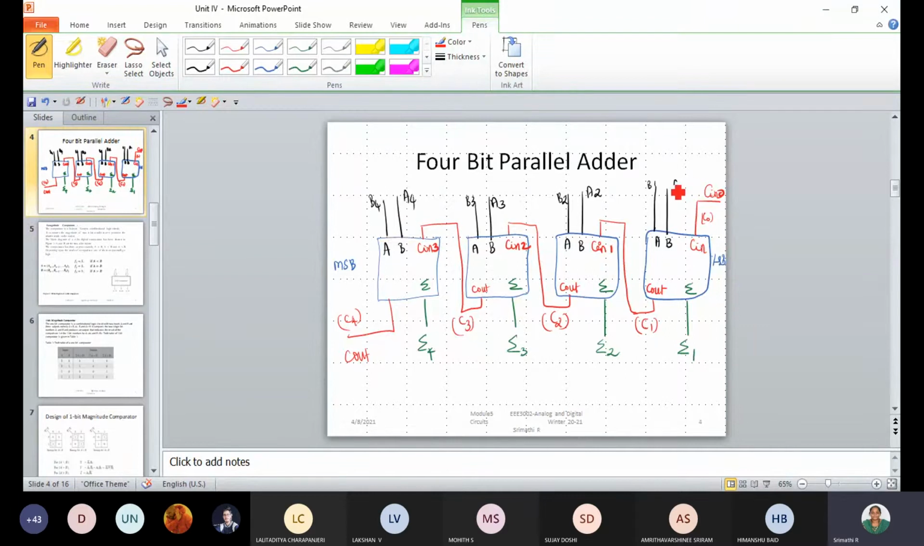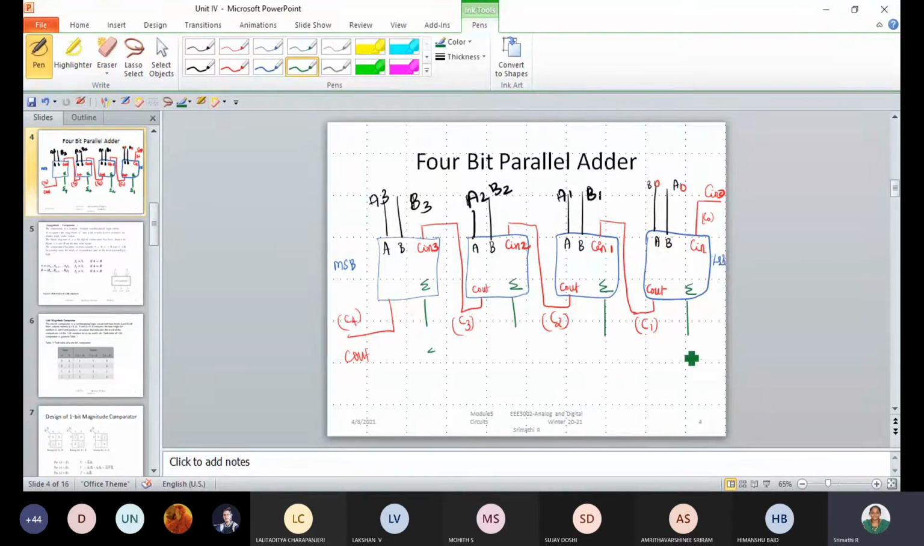So A, B. I can say this is A naught, B naught. And then this is A1, B1. This is A2, B2, and then this is B3, A3. Similarly, your summation bits here are summation 0, summation 1, summation 2, and summation 3.